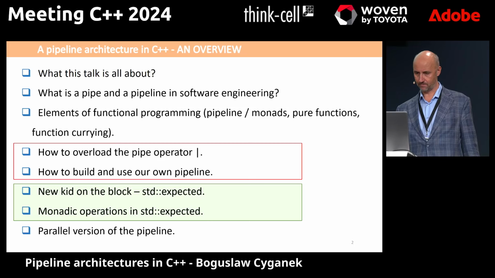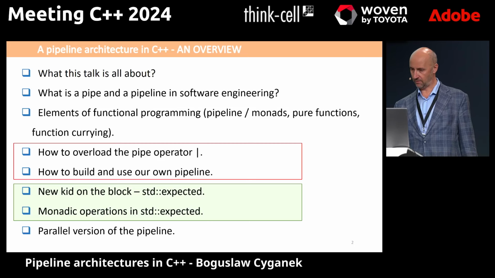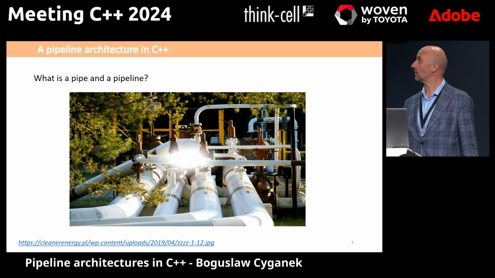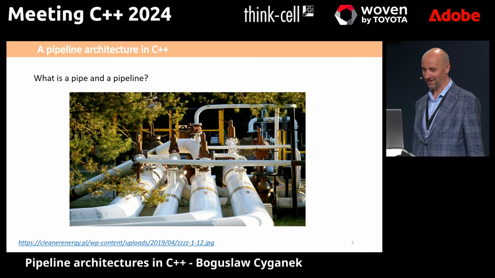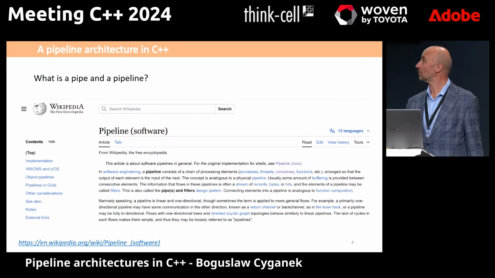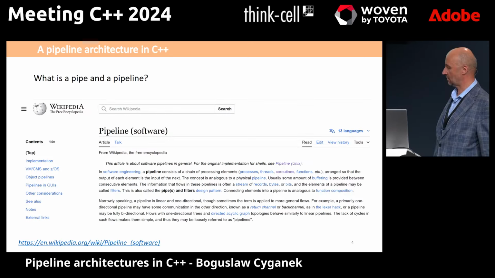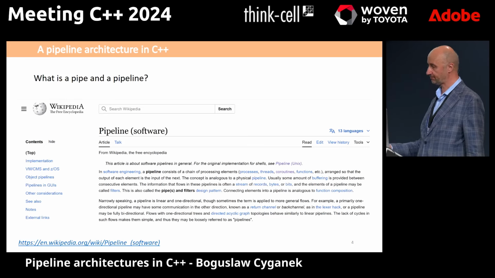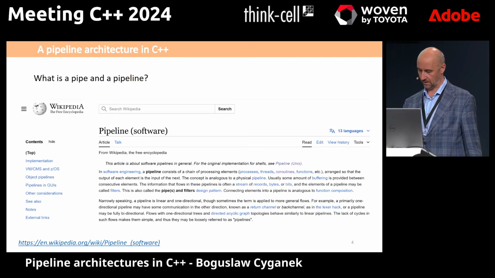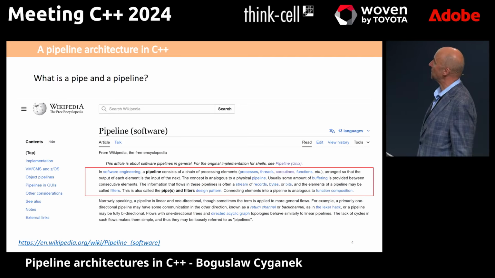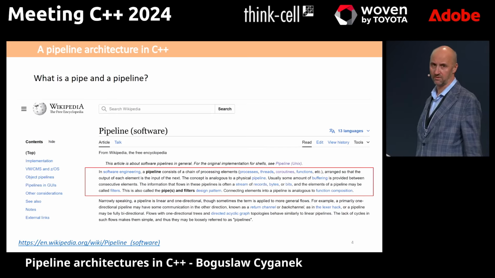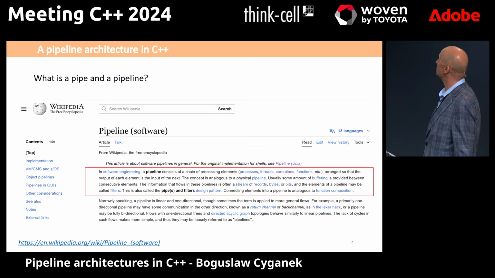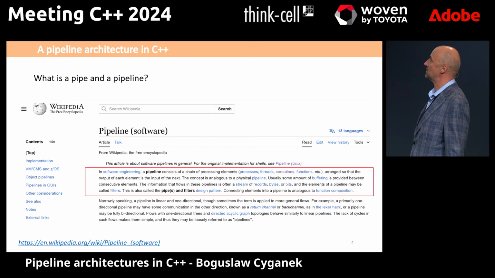Okay, so let's start with some definitions. So what is a pipeline? Well, I found this image in industry. We all know what a pipe in our house is. Sometimes it is stuck, so we know what a pipe and a pipeline are. But we also have Wikipedia, fortunately, so we can go to some definitions, and we see that a pipeline in software engineering is a chain of processing elements such as threads, coroutines, functions. So mostly we'll see functions here, but we'll see threads as well. Arranged so that the output of each element is the input to the next one.